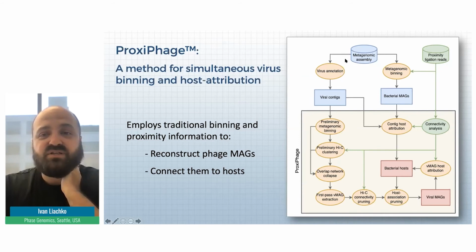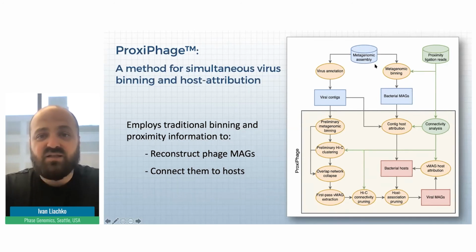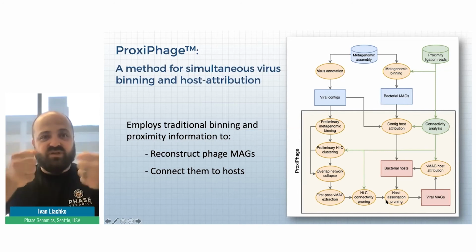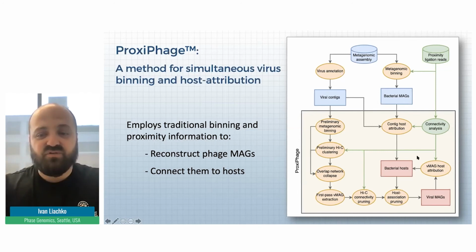We call it the proxy phage, but essentially what it does is it takes proximity ligation data and some sort of metagenome assembly. It will do the binning and it'll annotate viruses, and then it will bring those two pieces of information together. It will simultaneously look for the host contig interactions between viral sequences and bacterial mags, and it will also try to bin phages together, putting those two bits of information together at the same time. It allows you to create viral mags and simultaneously map them to their hosts, where they came from.